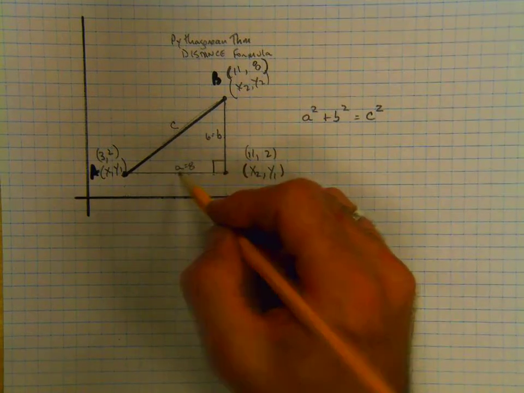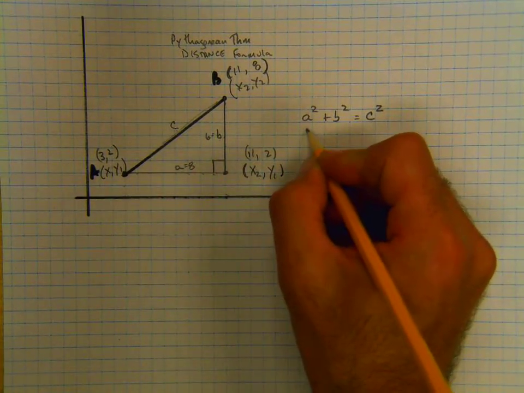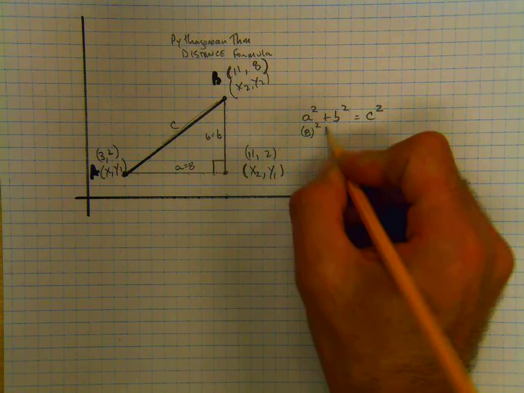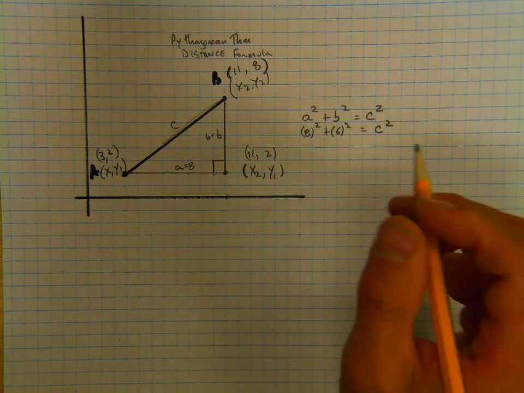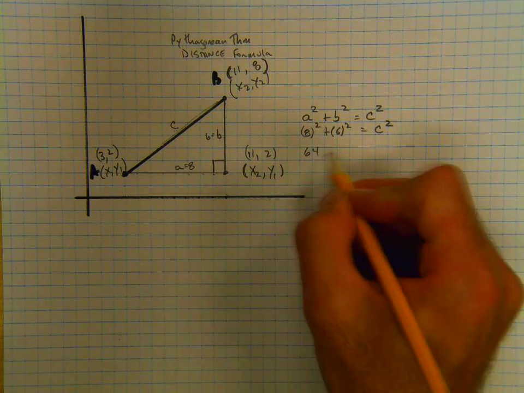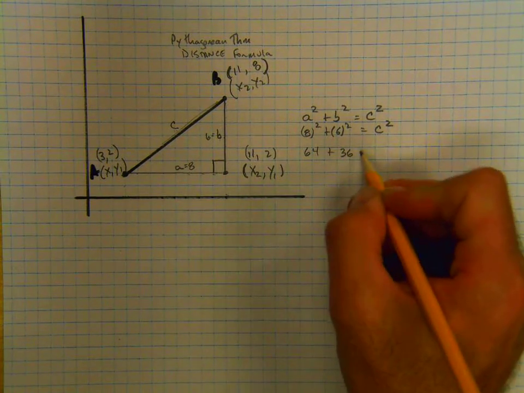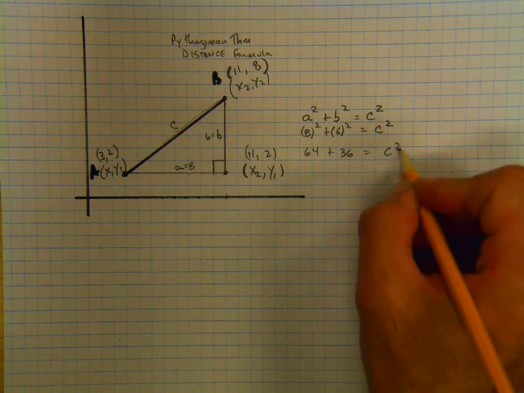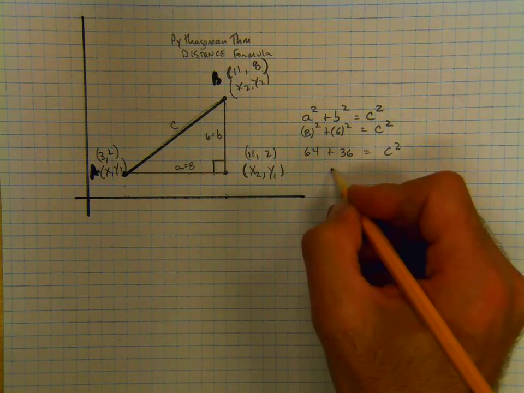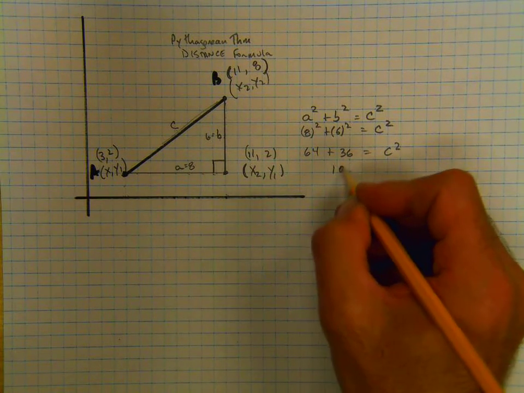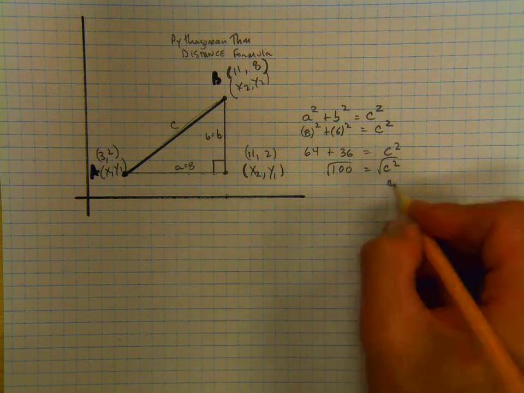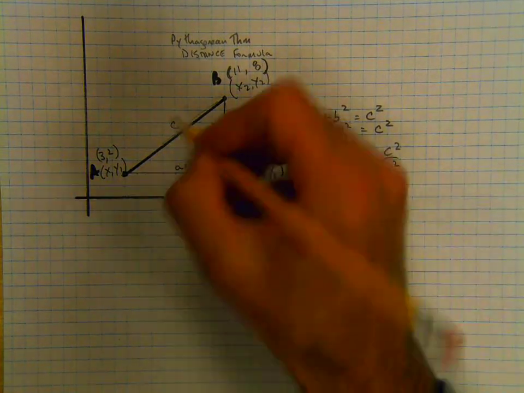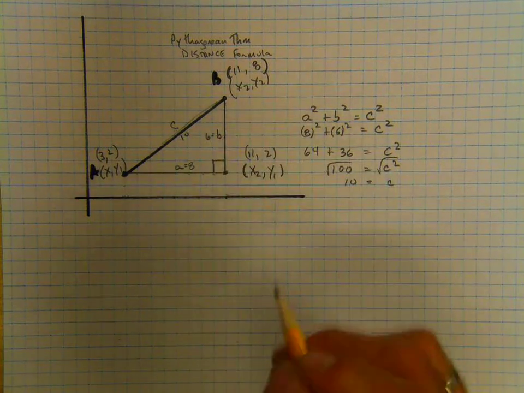So we can plug this in. A is equal to 8. B is equal to 6. And we want to find C. So this is 64 plus 36 equals C squared. If we add those together, we get 100. And then we can take the square root, and C is equal to 10.